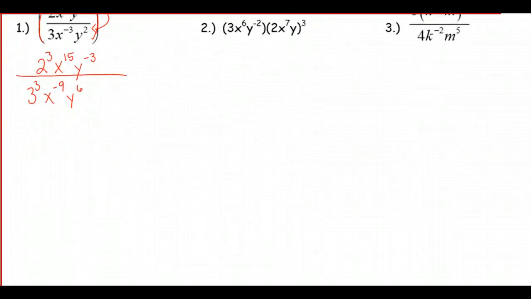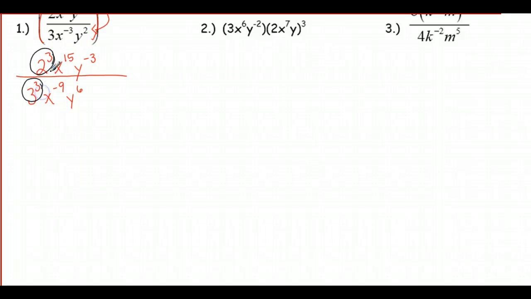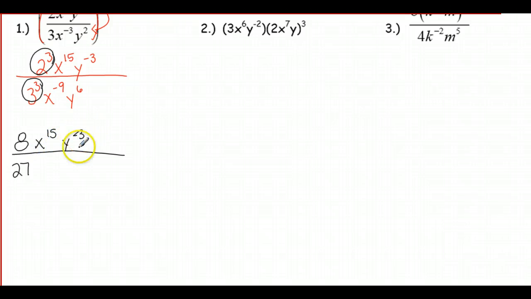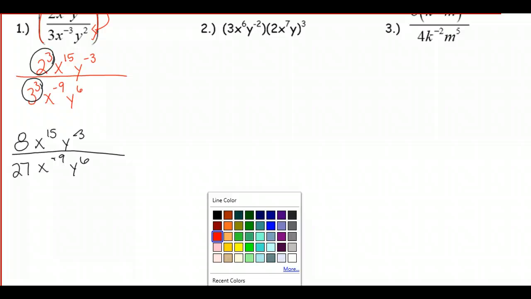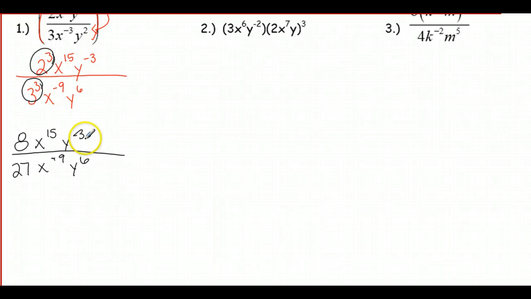Okay, next thing that I would choose to do is to simplify my numbers. So my 2 cubed and my 3 cubed. So when I do that, we're going to get 2 cubed is 8 and 3 cubed is 27. And if you want to, you can rewrite everything and then move from this step down. So we have x to the negative 9th and y to the 6th. Alright, now that I've done this, I'm going to go ahead and eliminate my negative exponents by moving my variables or my piece to the bottom or the top.